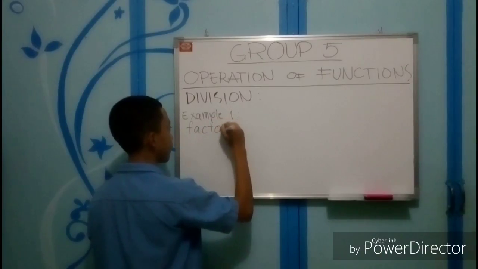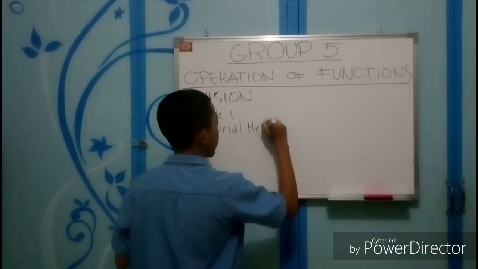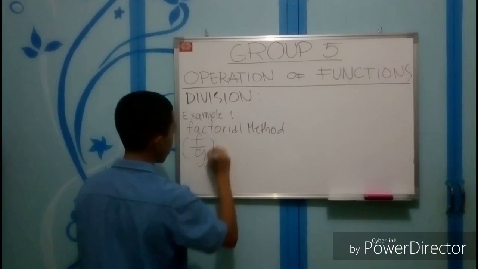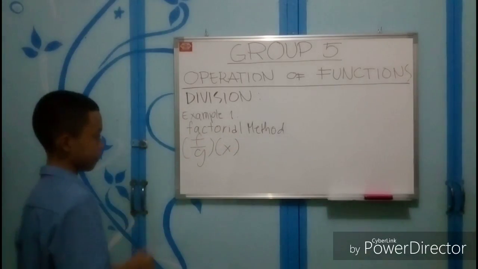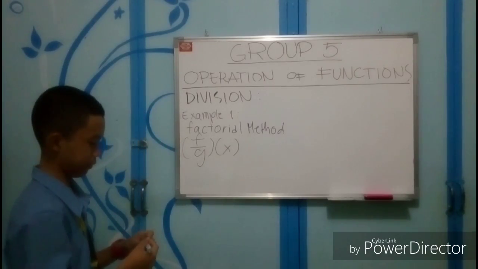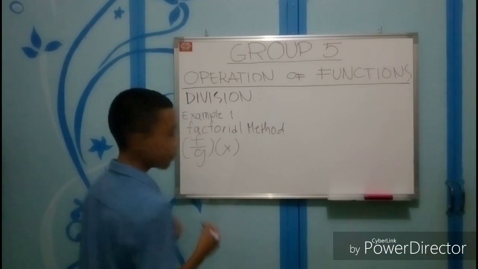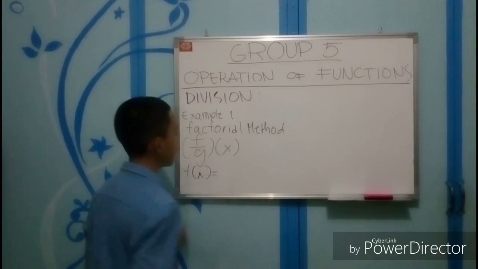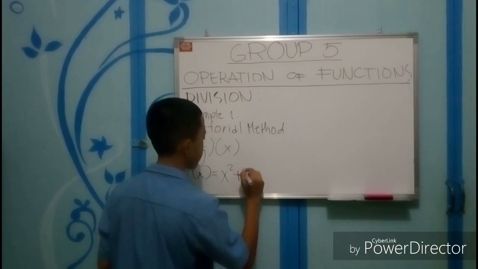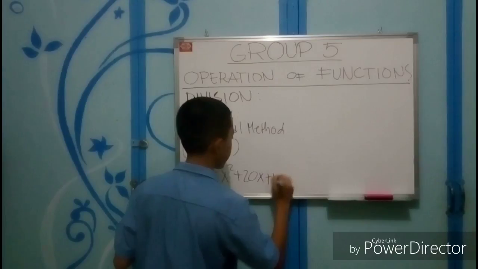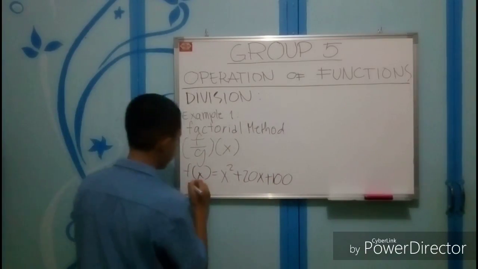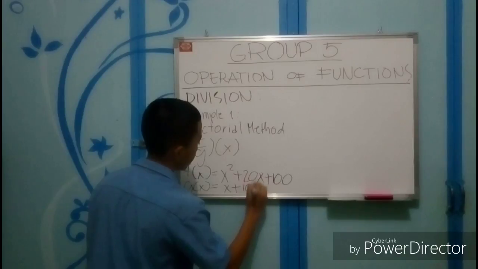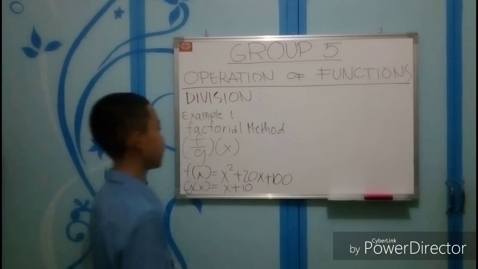Factorial method. Formula: the quantity of f over g times x. The value of f of x is x squared plus 20x plus 100, and the second one is g of x, x plus 10. Let's solve it.